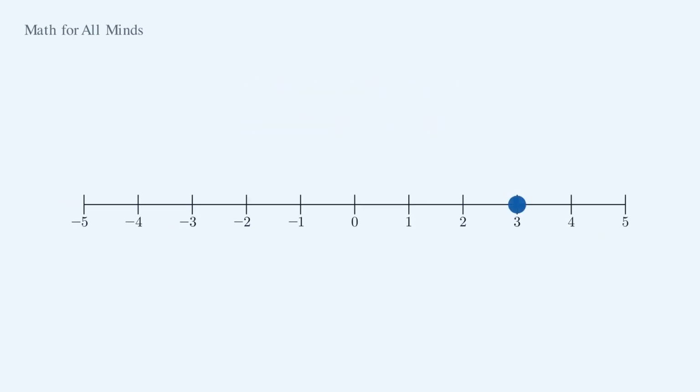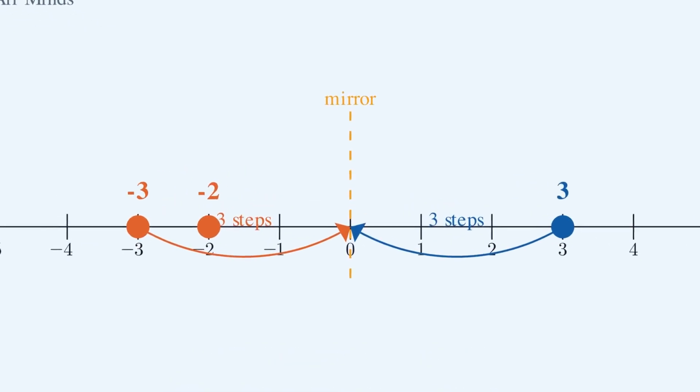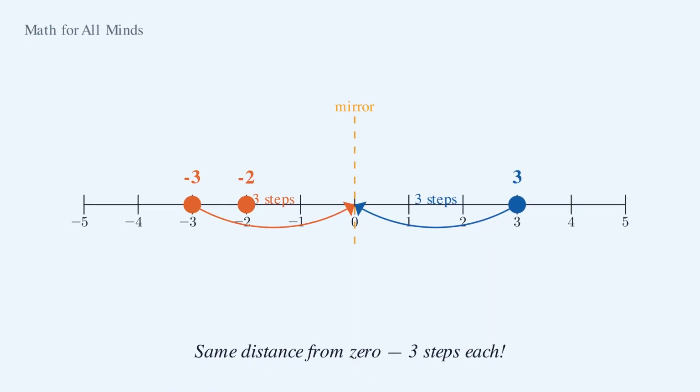Let's plot three numbers together: 3, -3, and -2. Notice something beautiful. +3 and -3 are the same distance from zero, 3 steps to the right, 3 steps to the left. They're mirror images across zero.